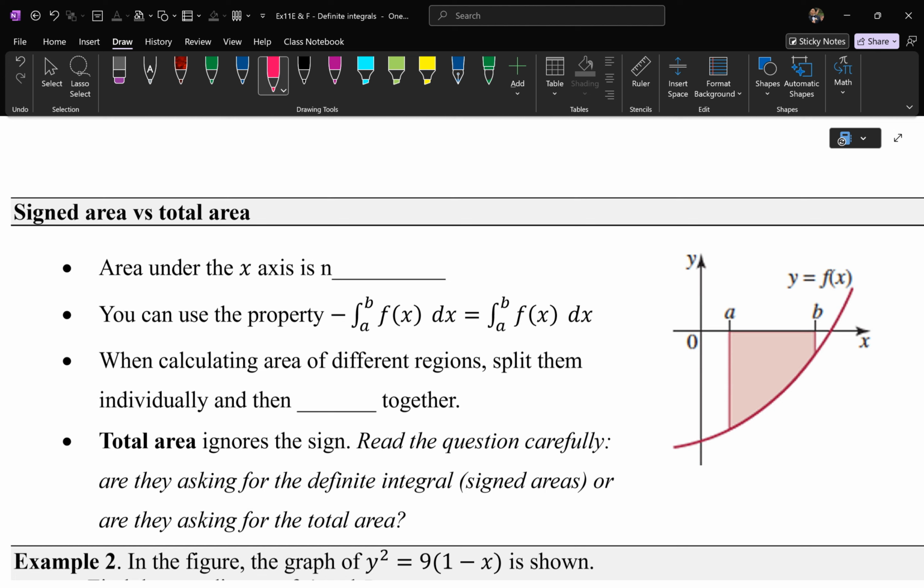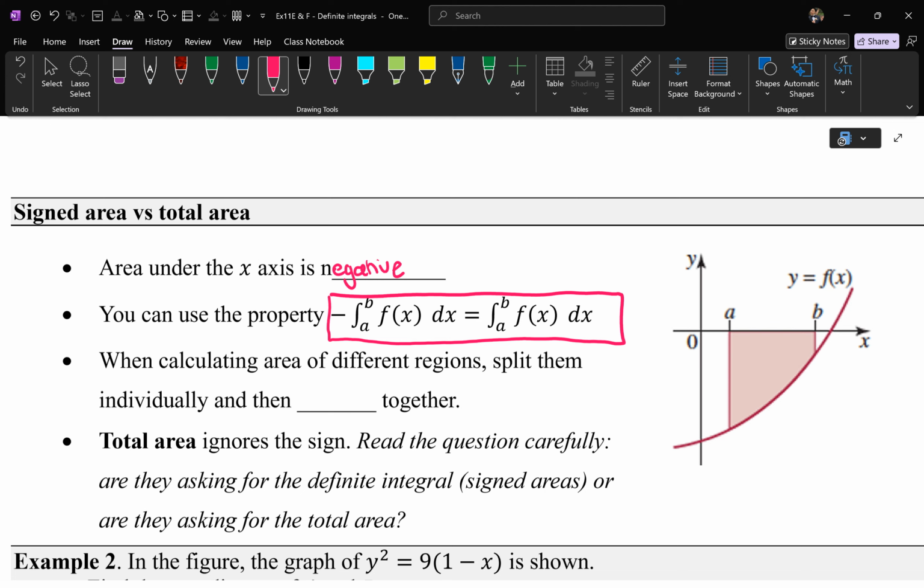Area under the curve or the x-axis is considered negative. If it's above the x-axis, it's positive. You can use that property to talk about negative area. And we calculate the area of different regions. So that's where I was talking about. Some will go below the x-axis and above the x-axis.